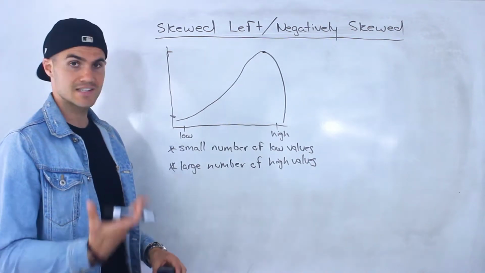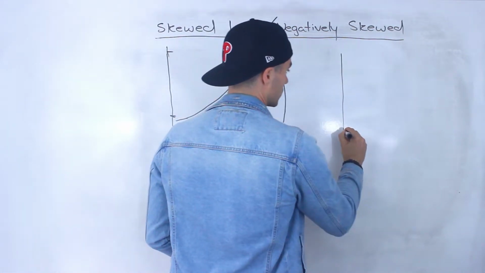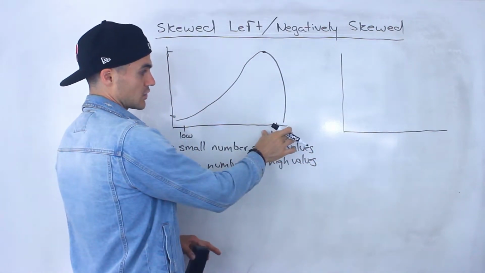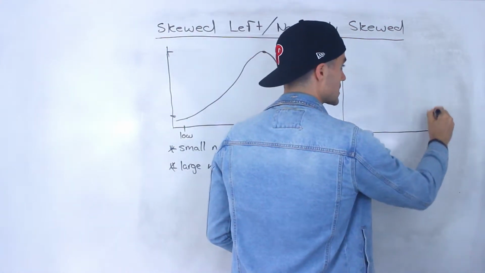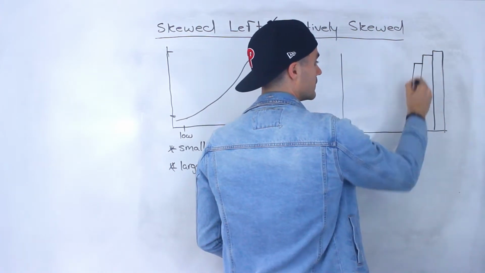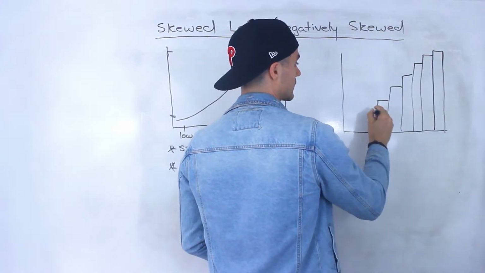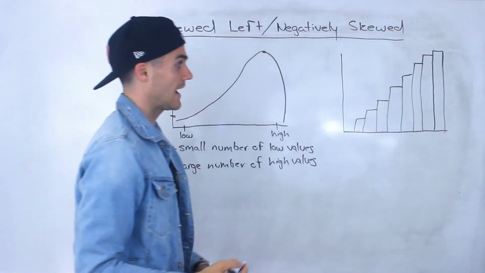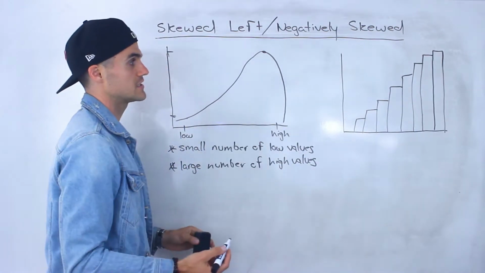Now, the corresponding histogram and stem plot. Let's start with the histogram, since it's going to be really similar to the density curve. The histogram is again going to have a large number of these high values, so the frequency is going to be higher on that right side. It's going to look something like this. It doesn't have to look exactly like this, but it has that kind of shape. That's how a corresponding histogram would look, very similar to the density curve.